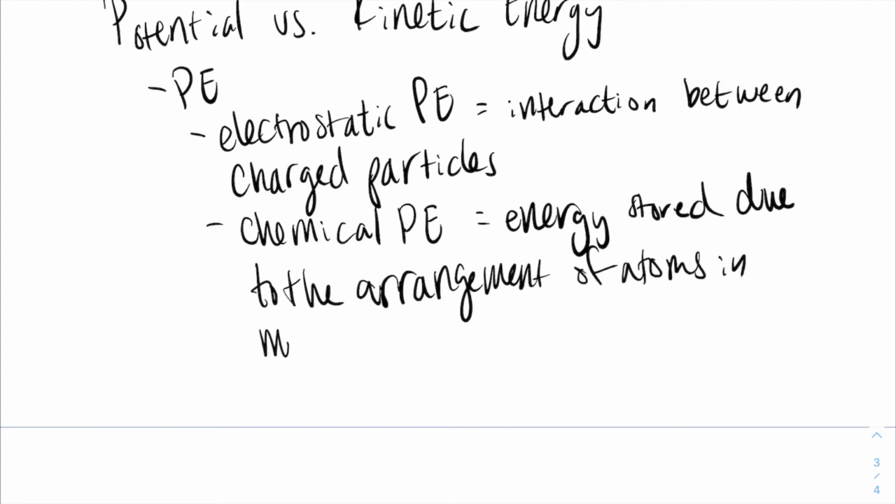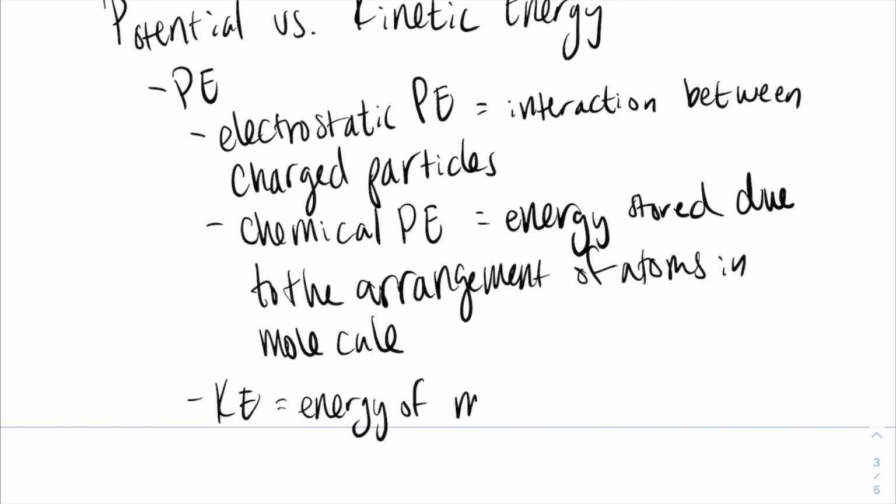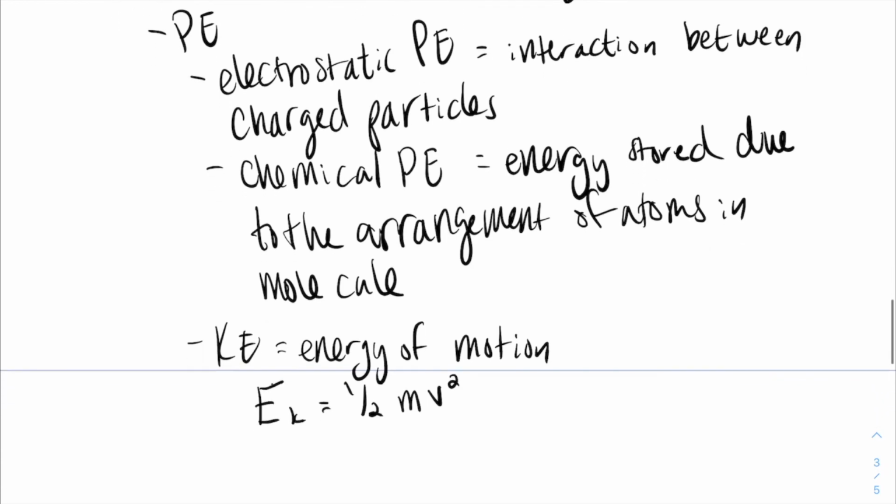When we think about eating food, that's kind of taking that chemical potential energy and converting that into kinetic energy. And lastly, our kinetic energy, or KE, our movement energy, or energy of motion. That's going to have the following equation. Kinetic energy is equal to 1/2 mass times velocity squared. So depends on the mass, depends on the velocity.